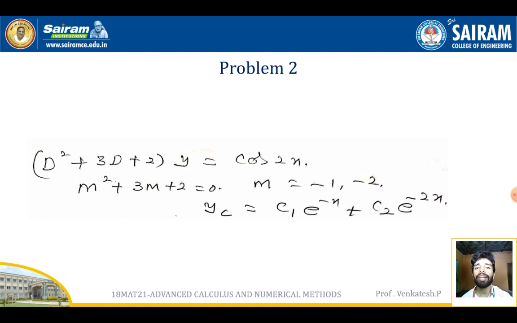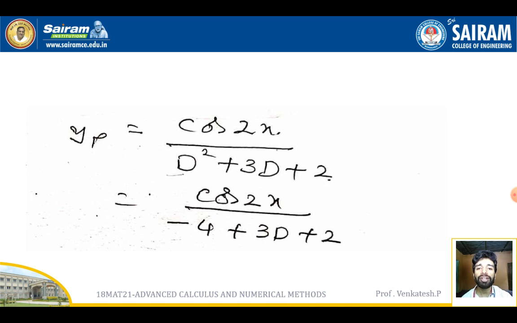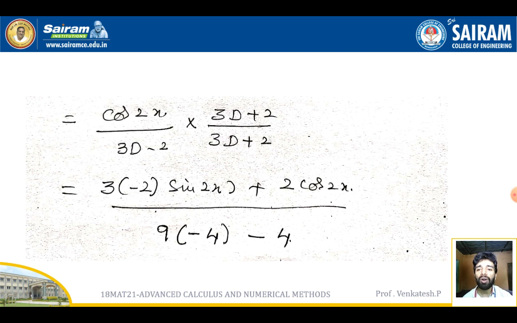So now we will see how to find yp. yp is equal to the function we have to take here, cos 2x, by the differential operator equation, that is d square plus 3d plus 2. As you know, only d square terms we have to replace here. I am going to replace d square by minus a square. In this problem the x coefficient is 2, so we replace d square by minus 2 square, that is minus 4. I will get cos 2x by minus 4 plus 3d, keeping the d term as it is, plus 2. So now I'll get the equation like cos 2x by 3d minus 2.